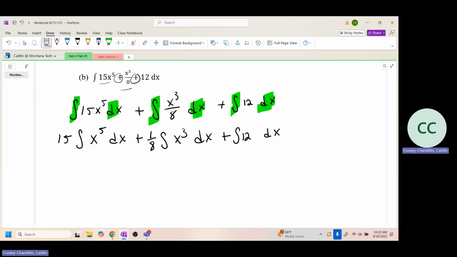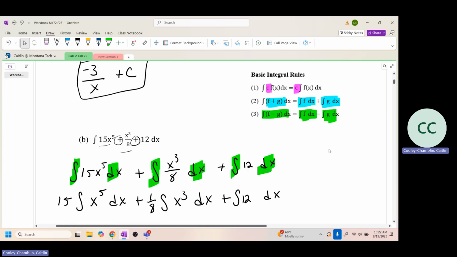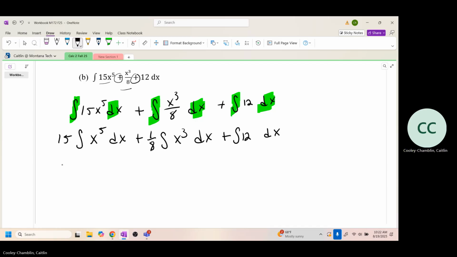Okay. Now I have used all my fun rules. I have separated everything, over exaggerating. So now I'm going to actually take the antiderivative of each of these. So I have 15x to the 6th divided by 6 plus 1/8 x to the 4th divided by 4 plus 12.